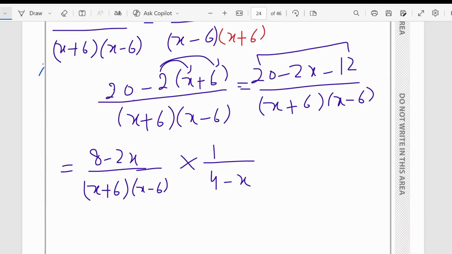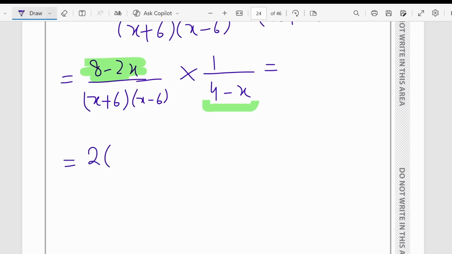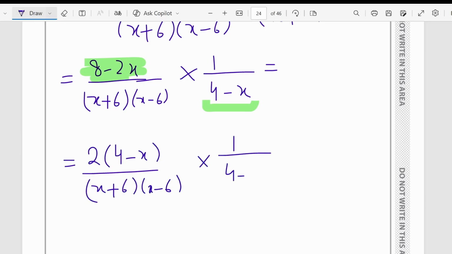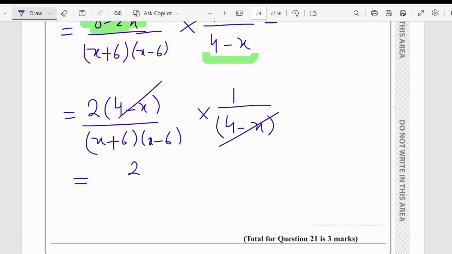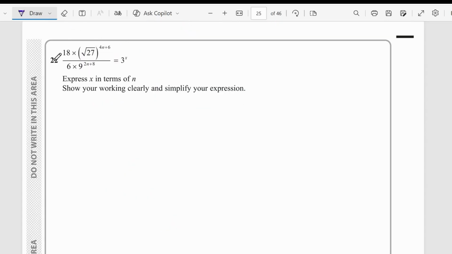If we see this numerator and factorize it, 2 is common from the first term. That would be 2 into 4 minus x over x plus 6 into x minus 6 times 1 over 4 minus x. So if we see this and this are the same values, we are going to cancel them. So we are left with 2 over x plus 6 into x minus 6. That's our final answer. Question number 22, we are given this part and we have to express x in terms of n.